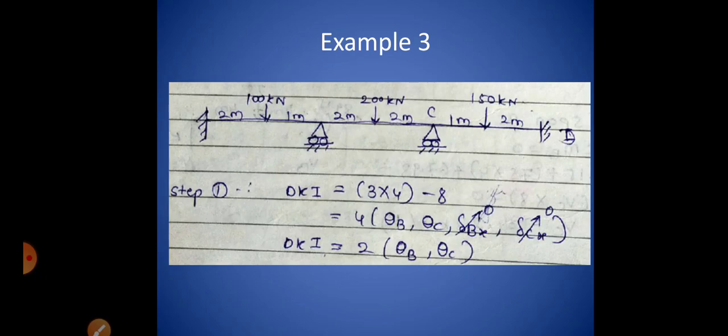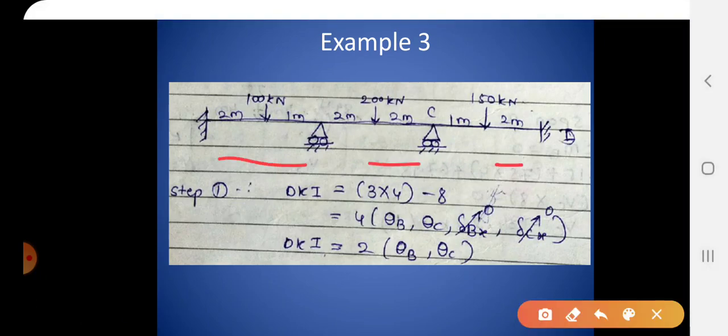You can see here a 3-span continuous beam: A is a fixed support, B intermediate, C intermediate, and D is again an end fixed support. Now step 1, degree of kinematic indeterminacy: degree of freedom 3 into the number of joints A, B, C, D, 4, minus support reactions, 3, 1, 1, 3.